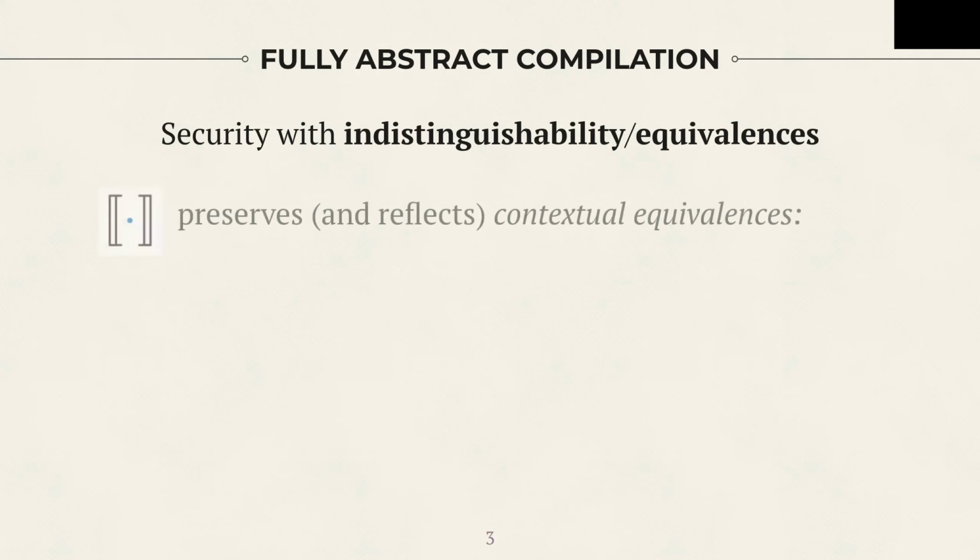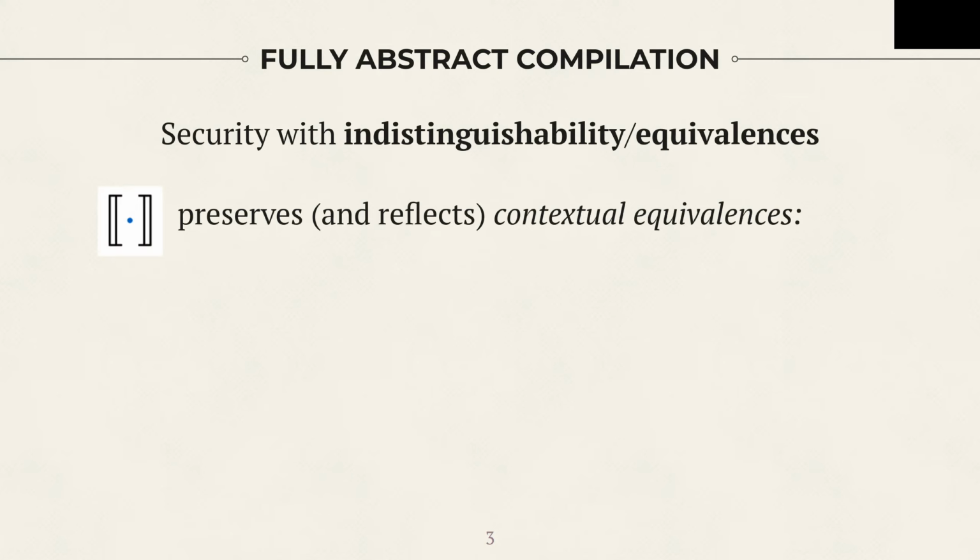In the criterion called fully abstract compilation, security is expressed through indistinguishability with respect to an attacker. Attackers, in turn, are evaluation contexts, so a compiler is required to preserve and reflect contextual equivalences.